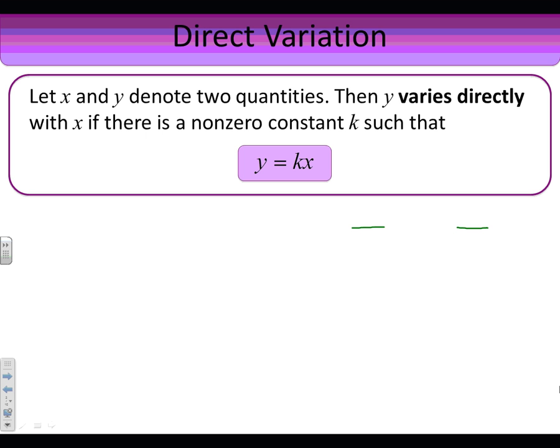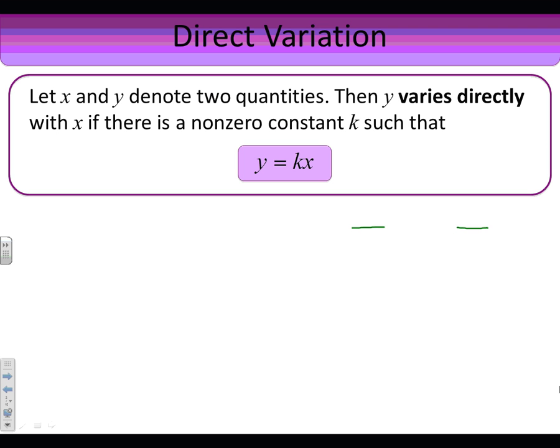You'll notice that this is basically a linear equation where the slope is that constant. We don't have any y-intercept. So if two quantities vary directly with each other, then our starting point is always 0. We're not going to have that y-intercept. So y equals kx.